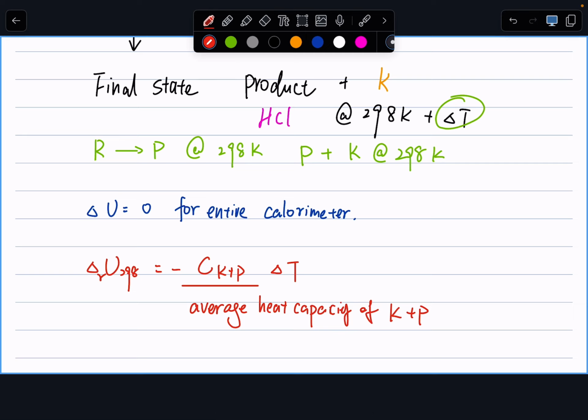All right, and what is this delta U 298? This one is our internal energy change of the standard state of the reaction at 298 Kelvin. So what exactly does this mean? Let's look at an example question together.